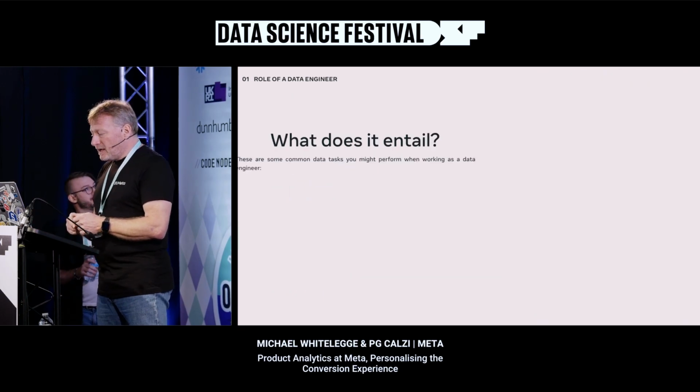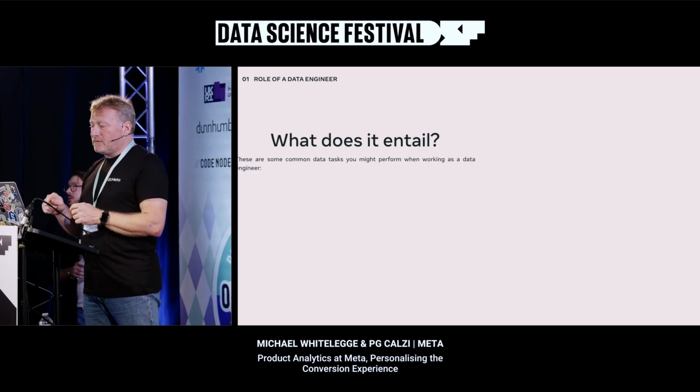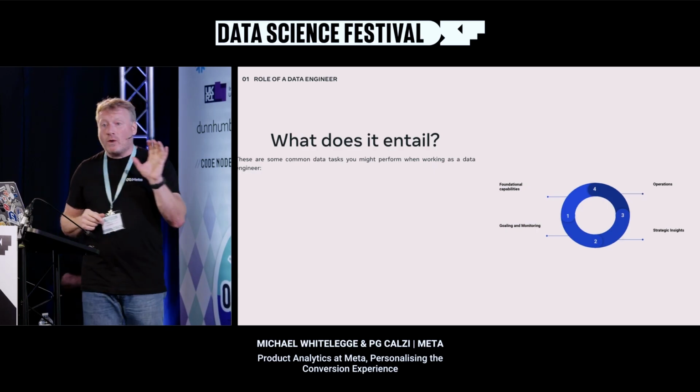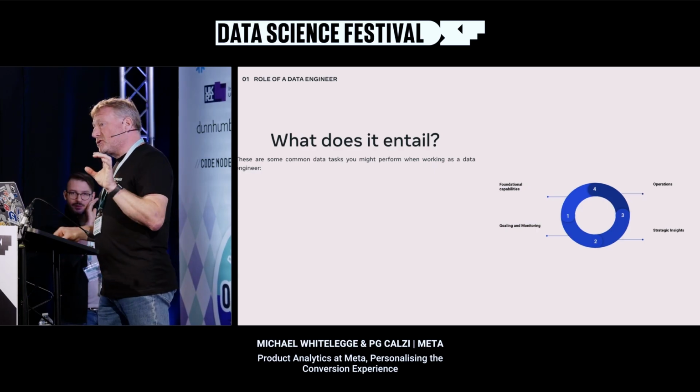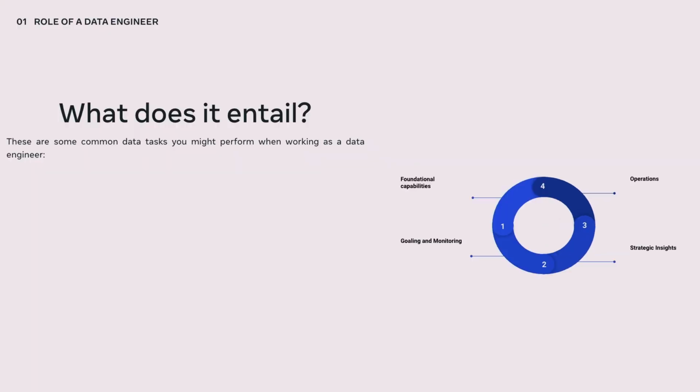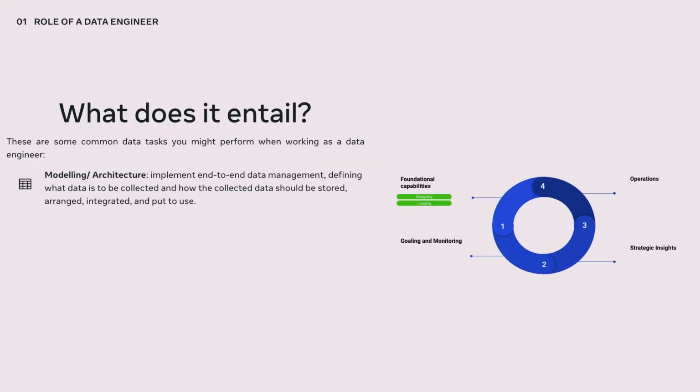So what does that entail? And the difficulty here is now I can't read what's on there. So, some common tasks. What I'm going to do is take the structure that PG showed and build that through the lens of a data engineer, so you can see the bits that data engineering focuses on.